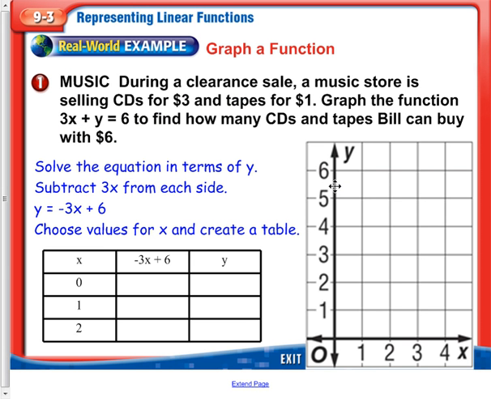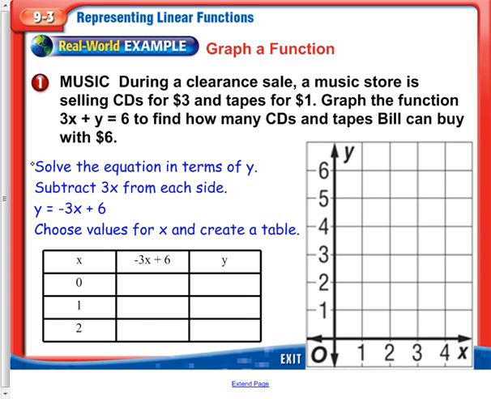Looking at the first one, we have a lot to fill out here, but we don't have as many examples for today's lesson. During a clearance sale, a music store is selling CDs for $3 and tapes for $1. Graph the function 3x plus y equals 6 to find how many CDs and tapes Bill can buy with $6.